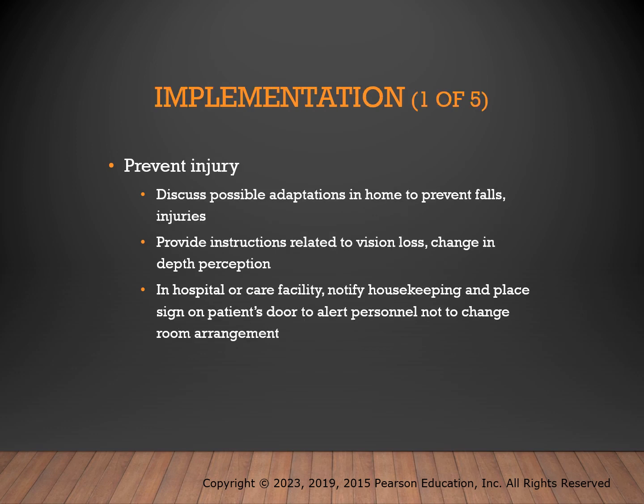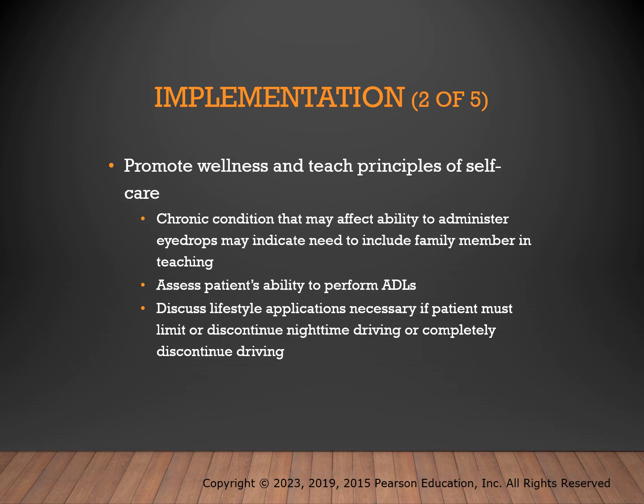Implementation. So we've already talked a lot about this. Discuss possible adaptations in the home for the vision changes: removing scattered rugs, improving lighting, safe navigation. Provide instructions related to unilateral vision loss: teach the patient to scan, turn the head towards the affected side. For the patient in the hospital or healthcare facility, notify housekeeping and alert all personnel not to change the arrangement of the room. That's important.